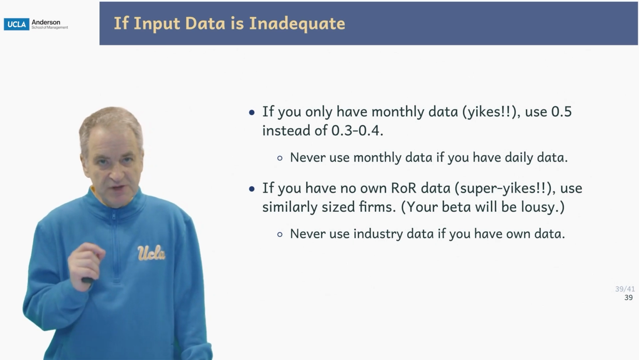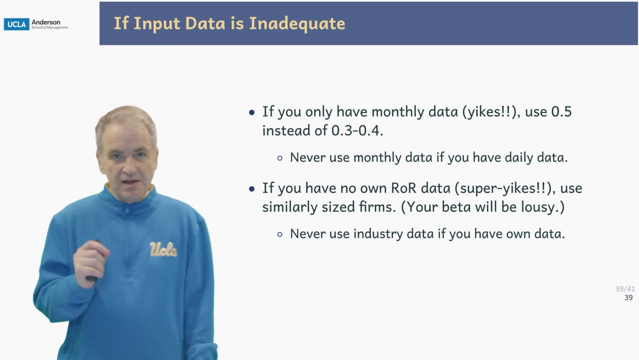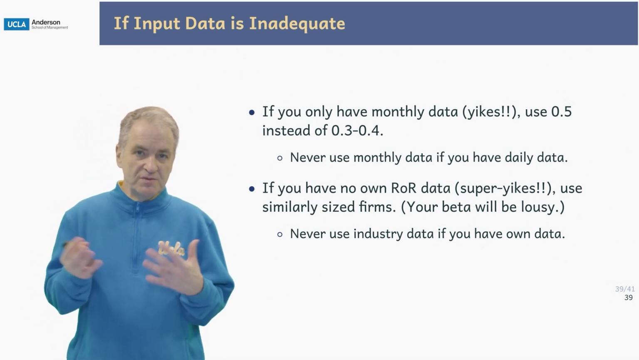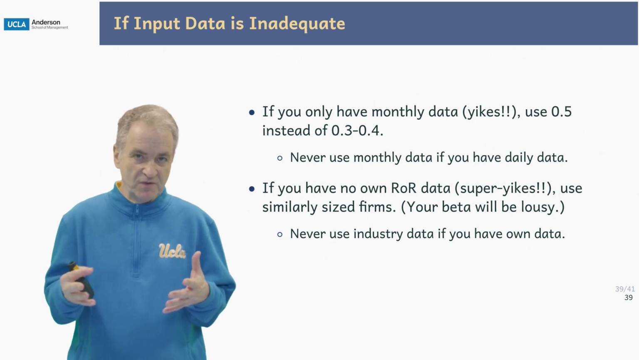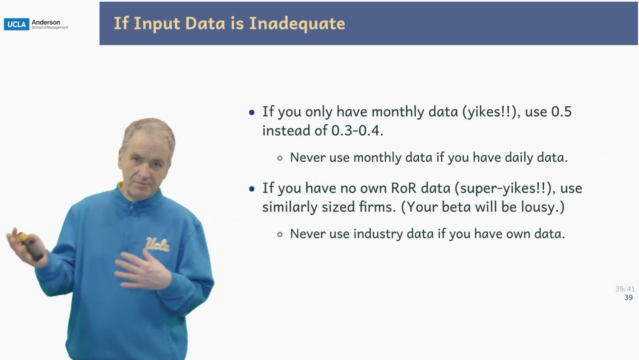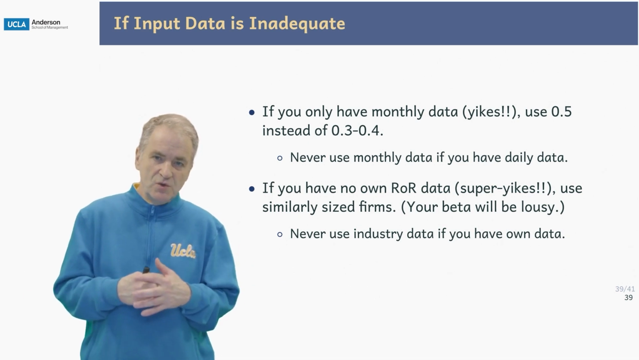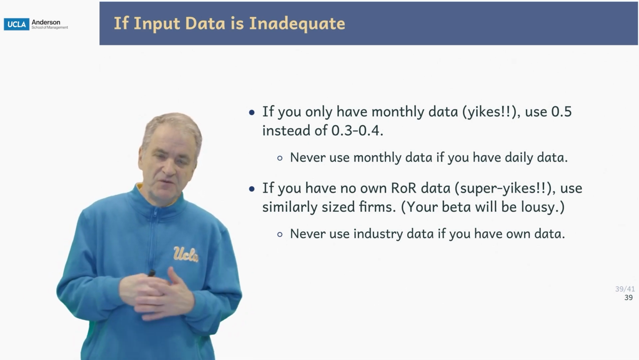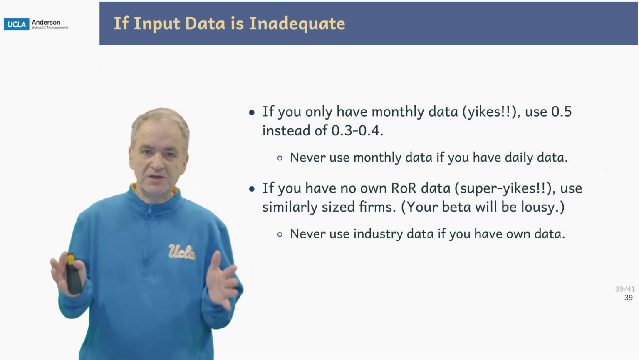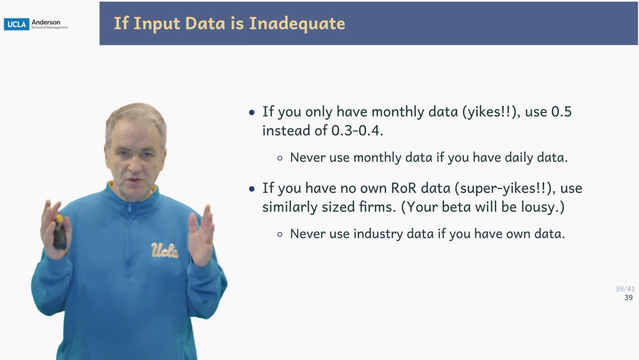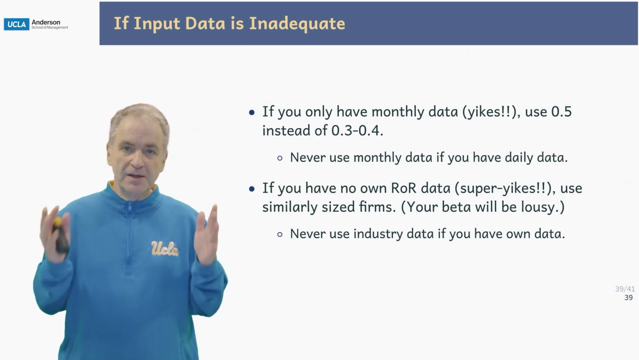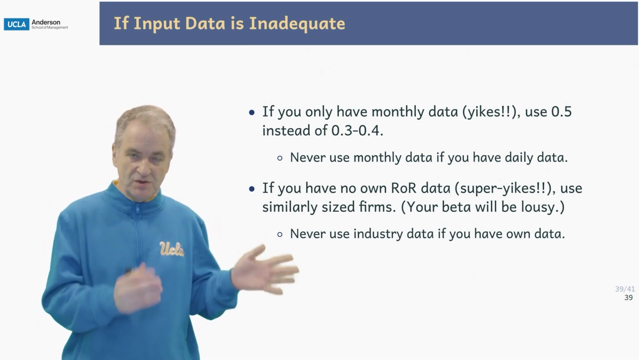Another mistake that people sometimes make is they think that maybe I shouldn't use my own beta but an industry portfolio or a peer beta. Well, that turns out to be really, really lousy. You would never do this if you don't have to. It's always better for your own firm to use your own historical data to calculate a beta from historical numbers.